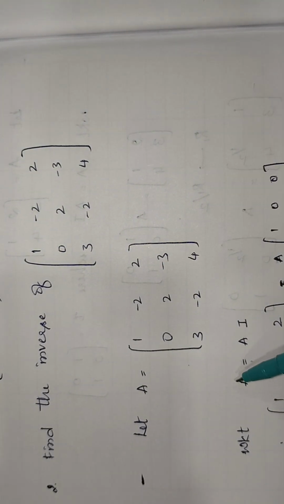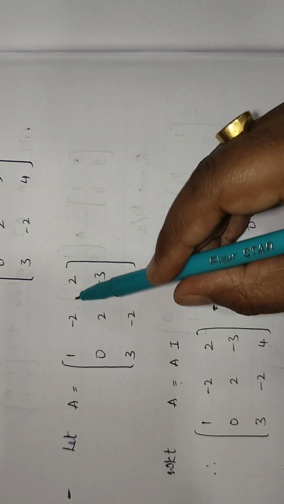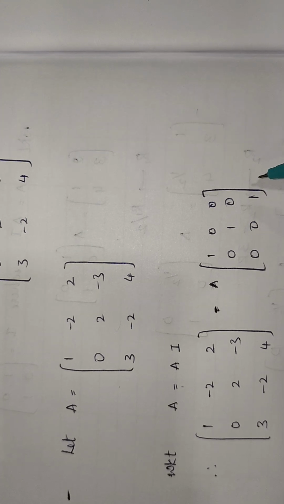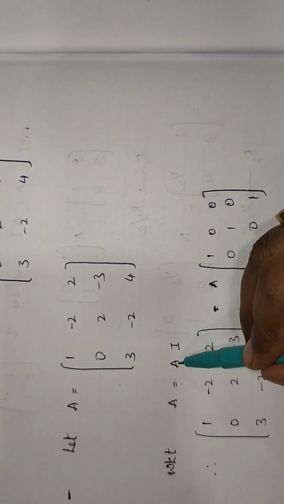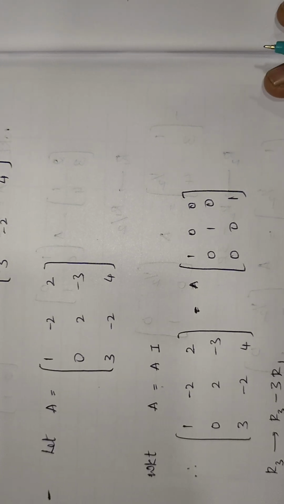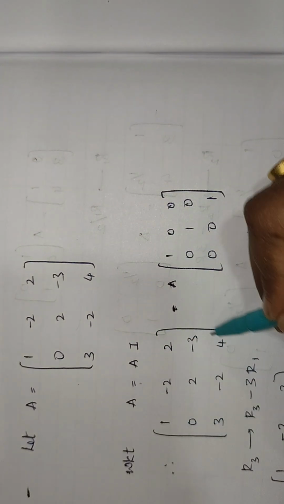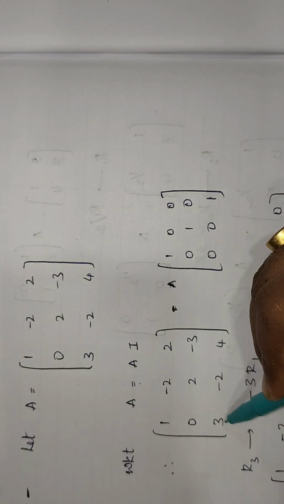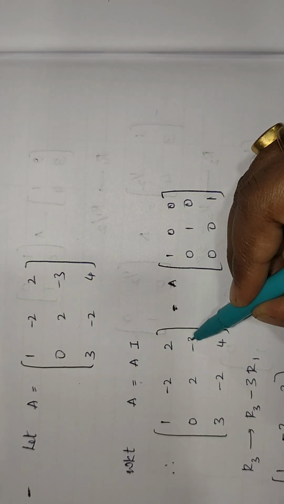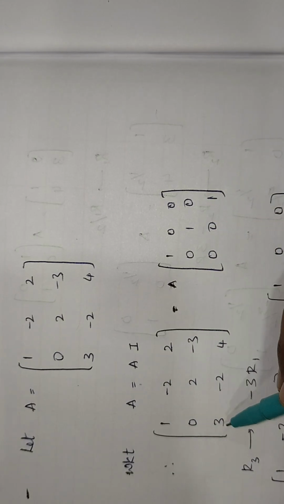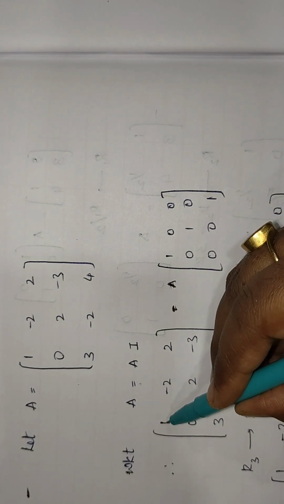We know that A is equal to A into I. In place of A, I am writing this matrix, and in place of I, I am writing this identity matrix of order 3 cross 3. I am retaining this A as it is. Now our goal is to reduce this matrix to the identity matrix. That is, we need to make this 1 0 0, 0 1 0, 0 0 1, and we already have 1 0. So we will make this 0 using this row.